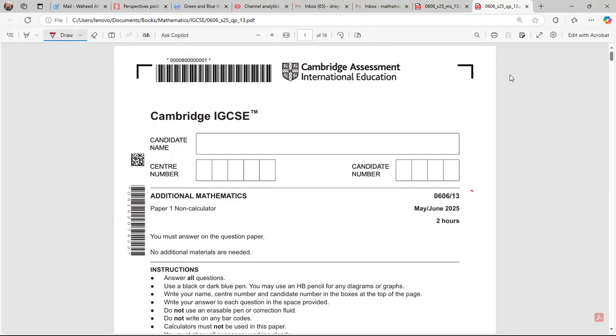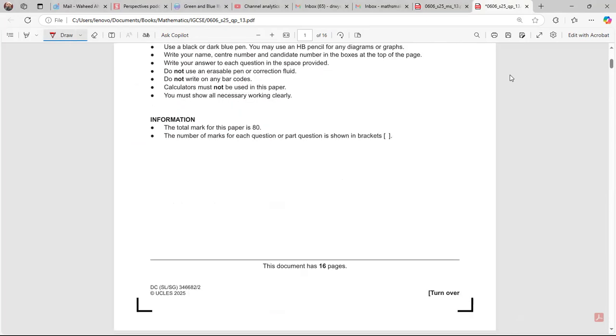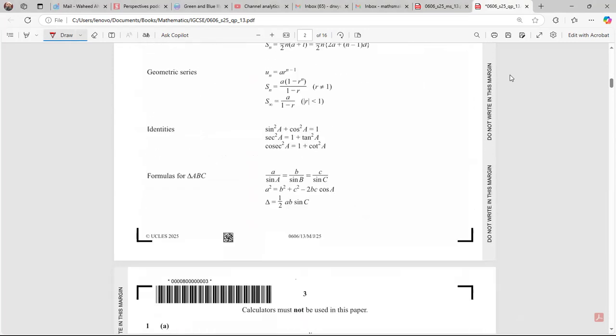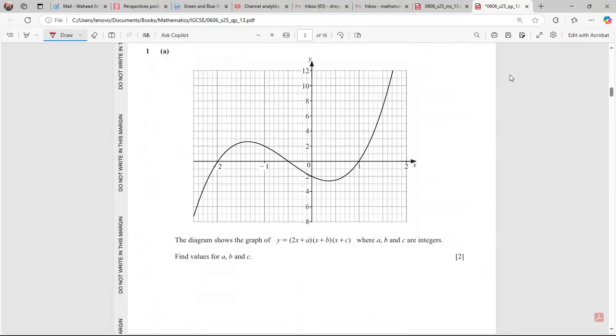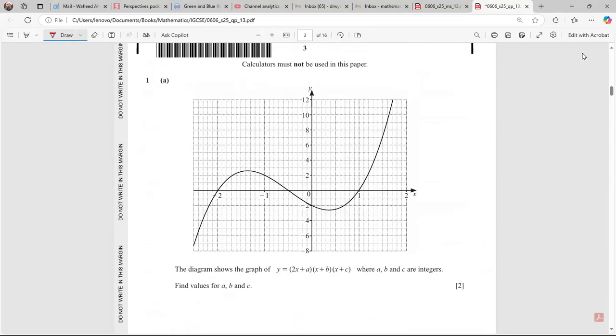Yes, this is May-June 2025, Vision 1-3. Okay, so let us start. We have question number one. It is a fairly easy question.